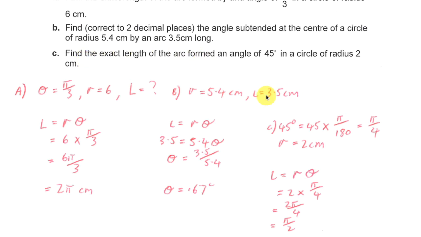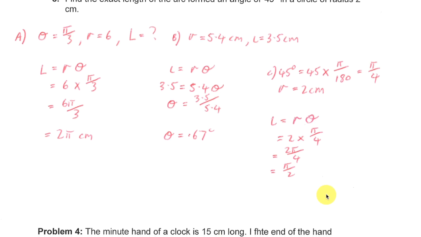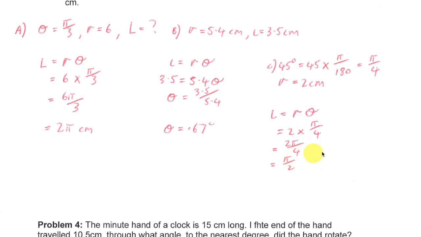C, find the exact length of the arc formed if the angle is 45 degrees and the radius is 2. So firstly, let's convert into radians. So I've got 45 degrees, and you can see that that's equivalent to pi on 4. The radius is 2 centimeters, so I sub in the stuff that I know, and I work out that my length is pi on 2, and that should be centimetres because that's been given in centimetres. So just put that centimetres in there in your notes. So it's pi on 2 centimetres. So that's 3.142 divided by 2. So you're looking at about 1.5. But give the exact format if possible.